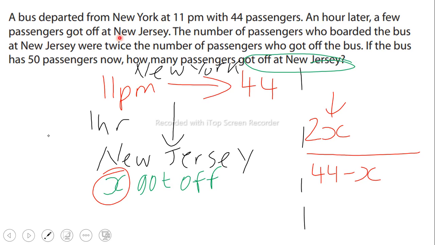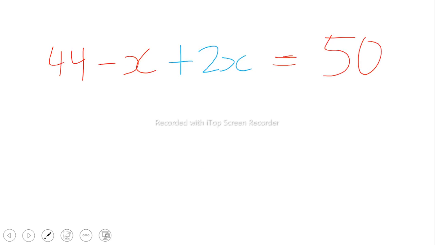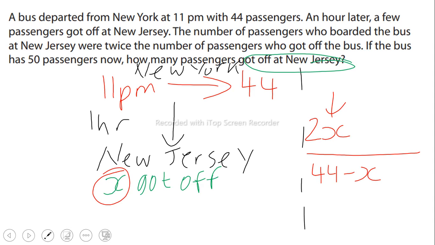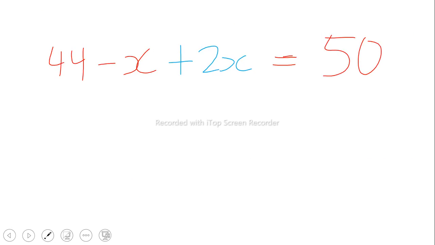Now, do we know how much got off? No, sir. So what letter are we going to use to represent that? X. So we take away X, right? Because that's how much got off. But even though X got off, how many people came on? Twice the number of passengers who got off. So twice, 2 times X. So that's going to be 2X. So plus 2X.